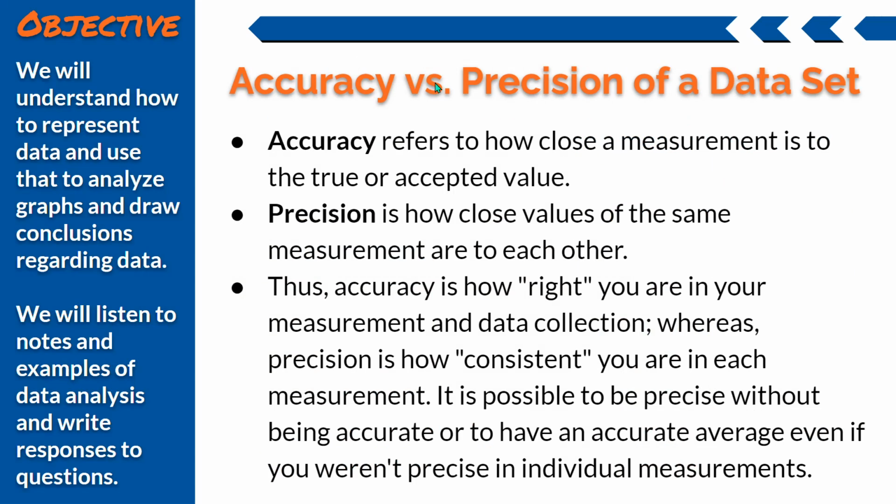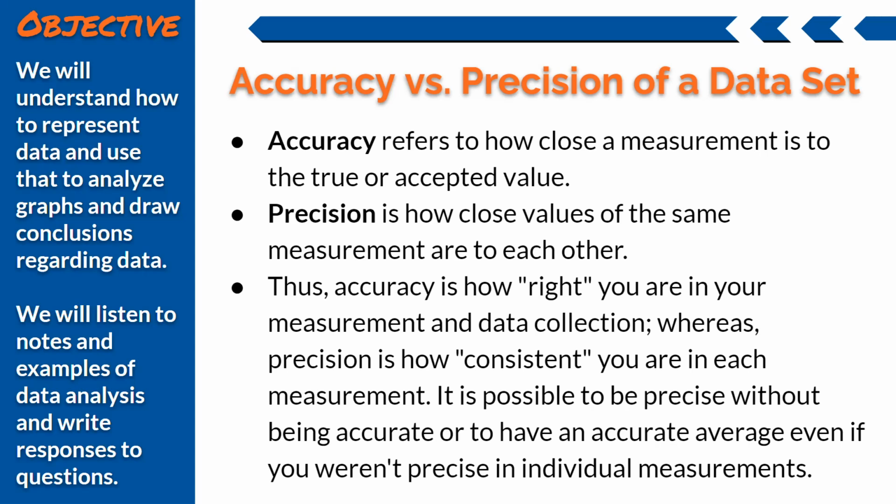Okay, accuracy versus precision. These are terms that you should be familiar with from chemistry if you took chemistry. If you're in chemistry now, then hopefully you're going over it soon if you haven't already. But accuracy refers to how close a measurement is to the true or accepted value. Is it accurate? Is it correct? Is it close to what it's supposed to be? Precision, on the other hand, is how close those values are to each other. Even if they're wrong or right, it doesn't matter.